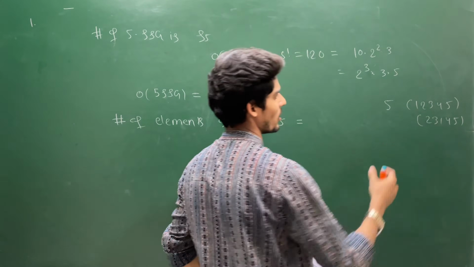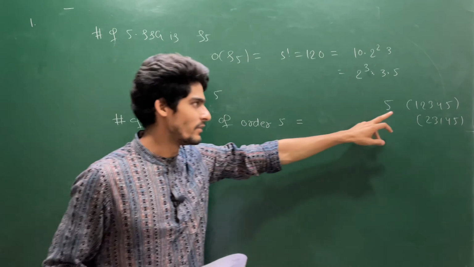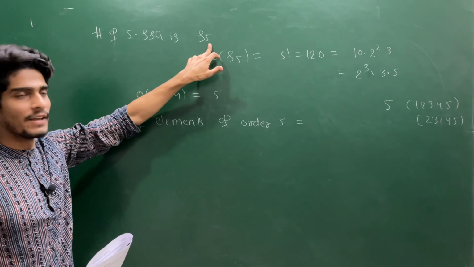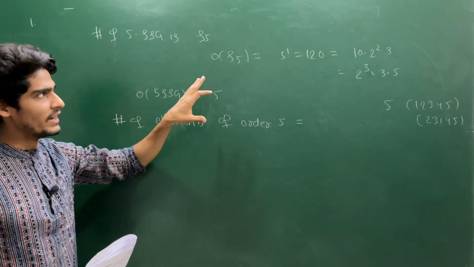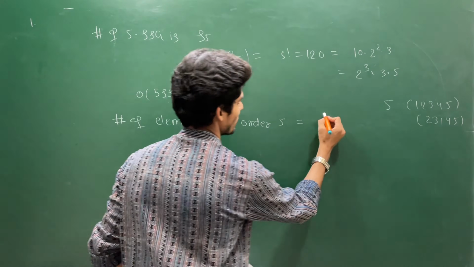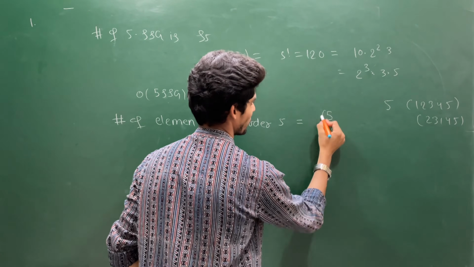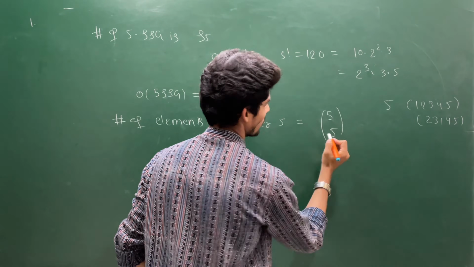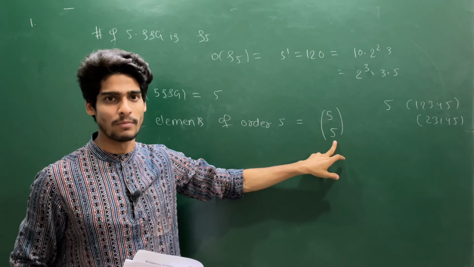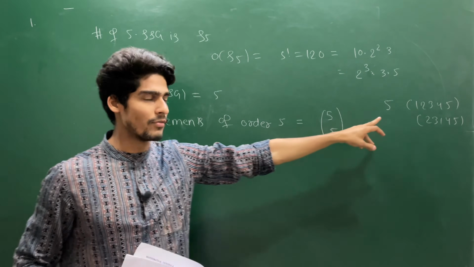We need to count the number of 5 cycles. So for making different 5 cycles, what do we need? 5 symbols. We already have 5 symbols, so we need to choose 5 symbols out of 5 symbols. So what is the way? That is 5 choose 5. This symbol I am using for combination. I have 5 symbols, and out of 5 I need to pick 5 symbols. So that will give me a 5 cycle.